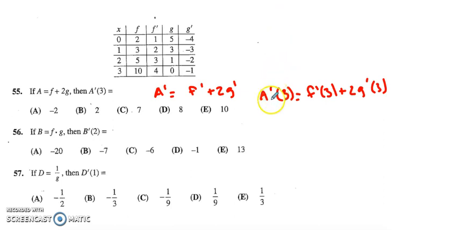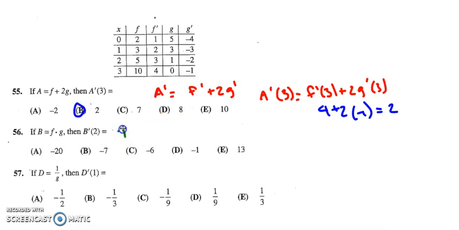From there, I read off the table. f prime of 3 is going to be 4, and g prime of 3 is going to be negative 1. So I have 4 plus 2 times negative 1, which is 2, and my answer is B.